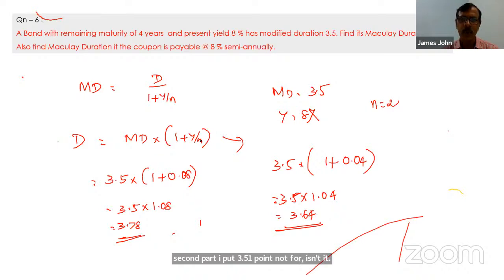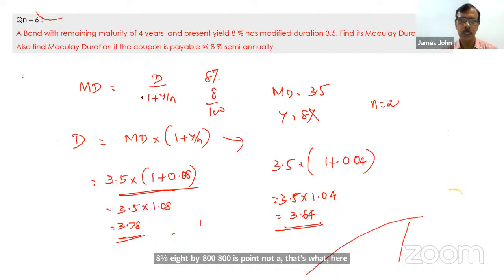Y by n. Yield is 8%. What is 8%? 8 by 100, which is 0.08. That's what we have here, 0.08. 1 plus 0.08. This is the formula: 1 plus y by n.